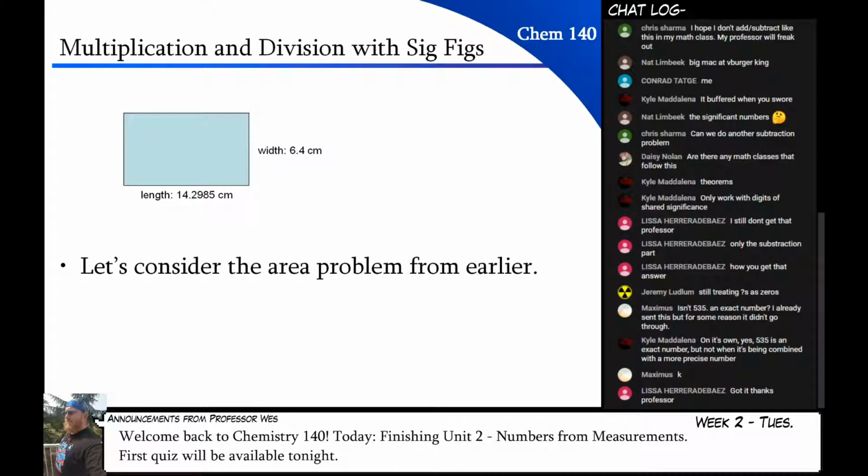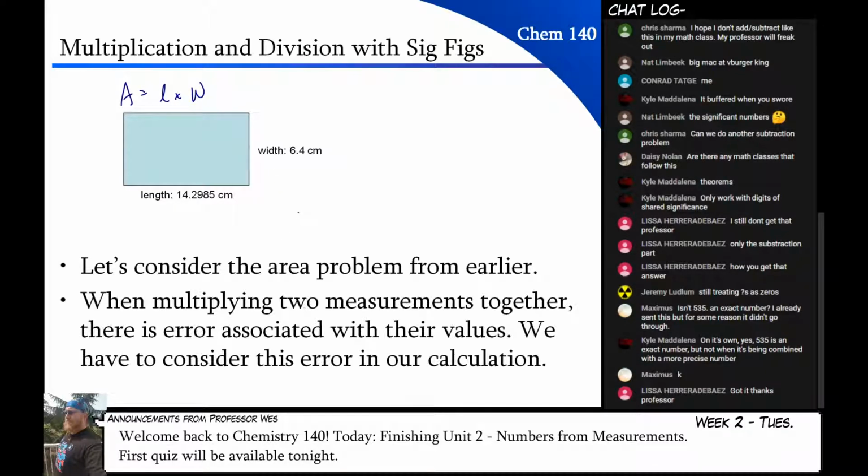So this is problem B from that first slide that we talked about earlier today. And the goal of this problem is to find the area. How do you find area? Well, you just times the length times the width together, right? So area is length times width. So I would take these two numbers and I would multiply them together.